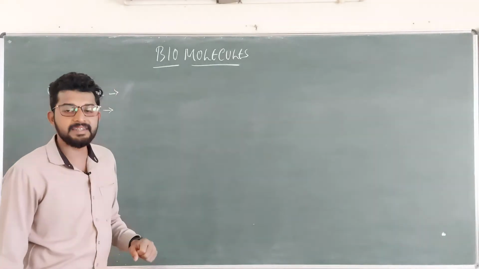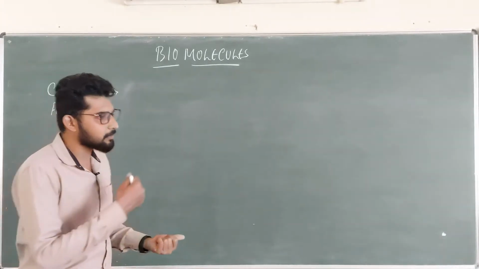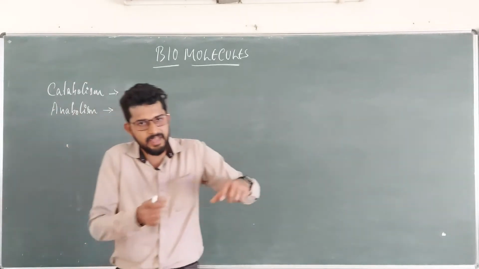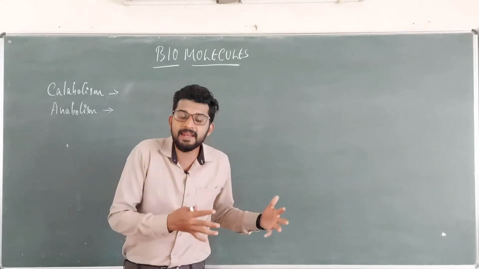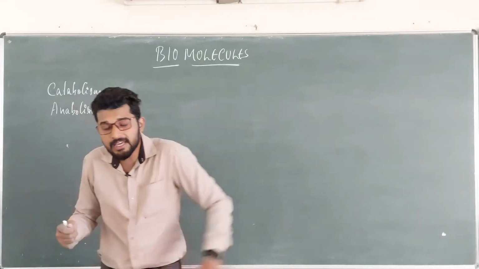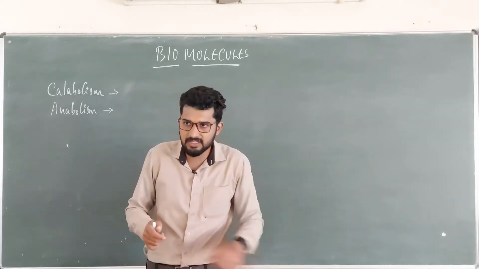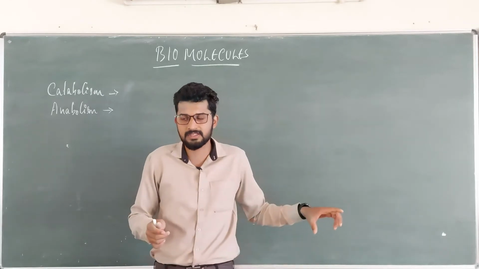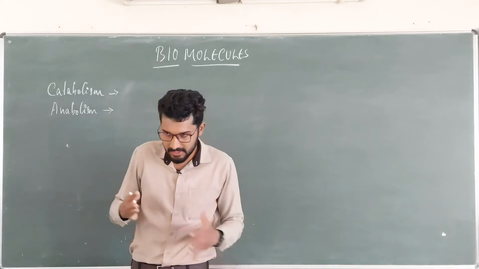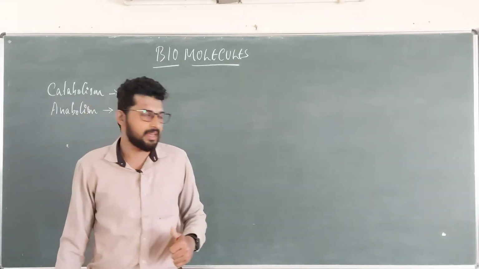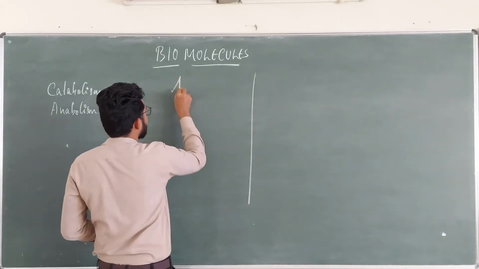Let us see what catabolic pathways are and what anabolic pathways are. Catabolic pathways means a series of reactions in which you get a simpler molecule from the complex. An anabolic pathway is a sequence of processes in which you synthesize a complex molecule from the simple one. That is the difference.